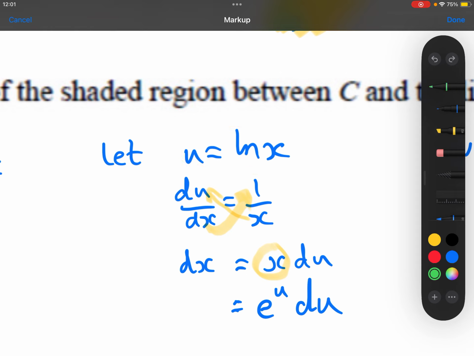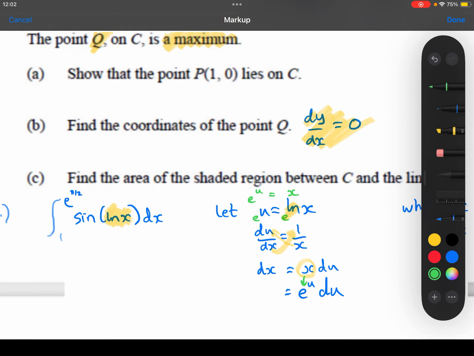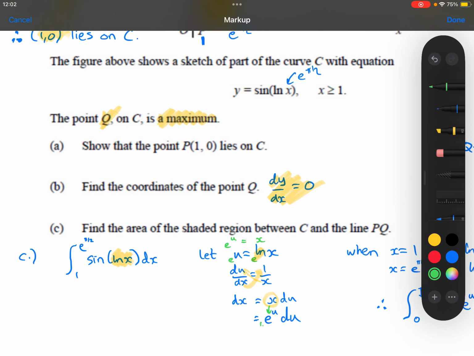So if I do e to the power on both sides, I'll get e to the power u is equal to x. E to the power u, the e and the ln cancel out, so that's why I get that x is e to the power u, which is what allowed me to make that change there. So this will get plugged into here. This we know is a u now.